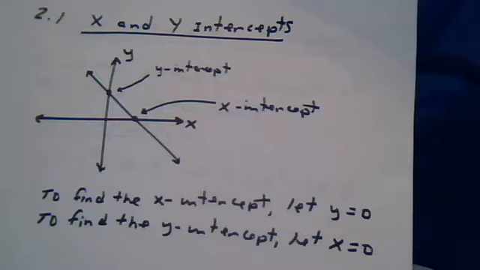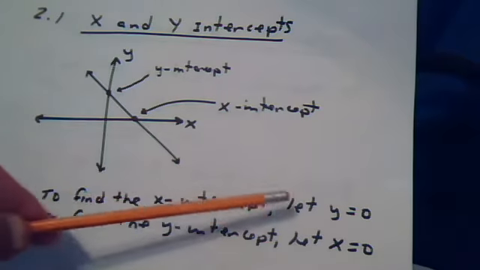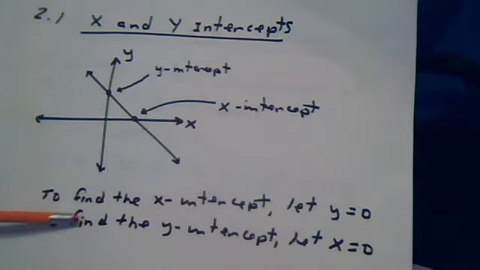If you're given an equation and you're asked to find the x and y-intercept, then for the x-intercept, you let the y equal 0, and for the y-intercept, you would let the x equal 0.